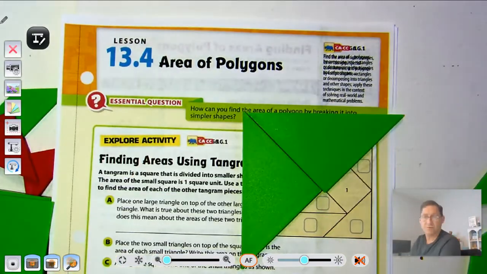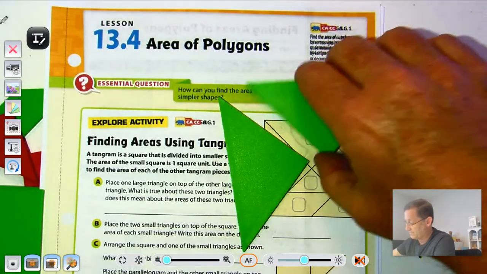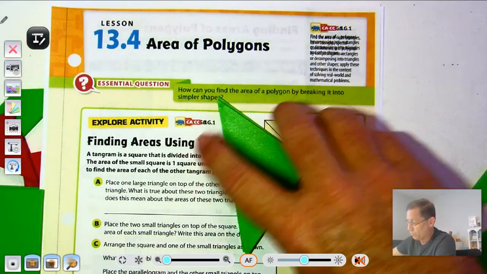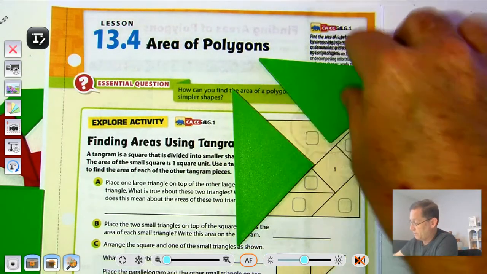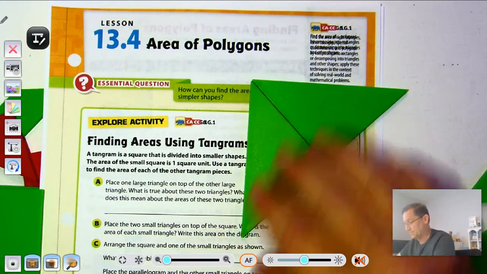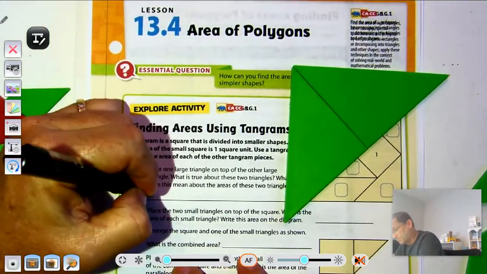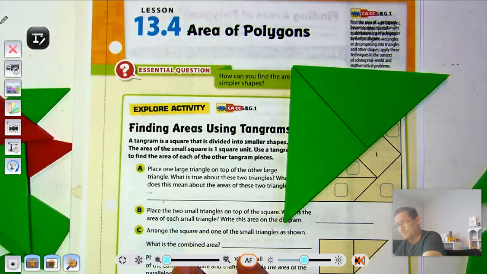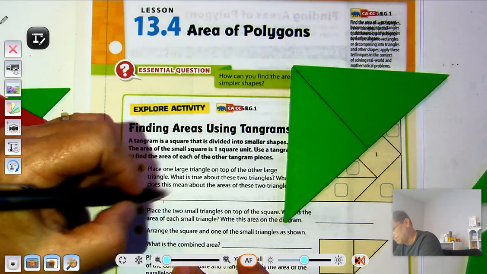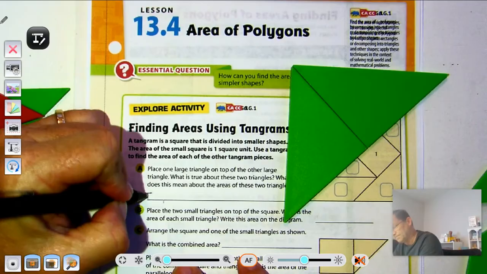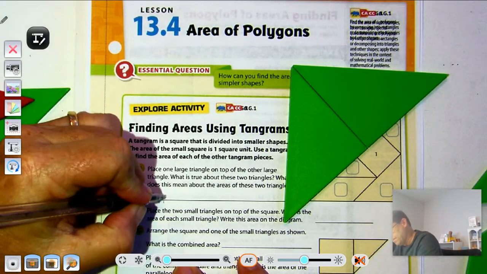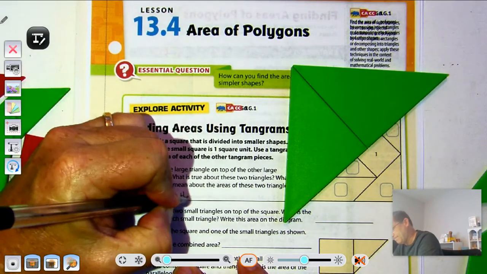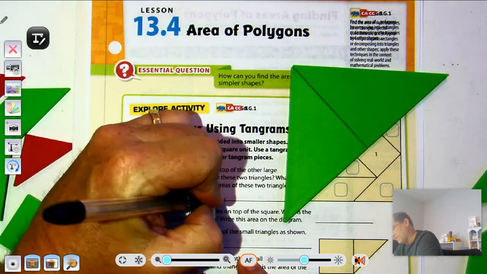Okay. So they're saying that what if we place one of the large triangles on top of the other? Well, they're exactly the same, right? So what would be true about that? Well, they'd have to have the same area. Okay, so they are the same, and the areas would be the same.